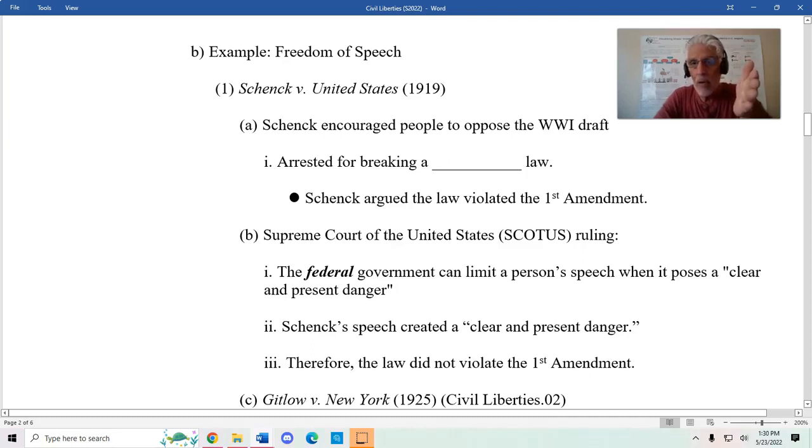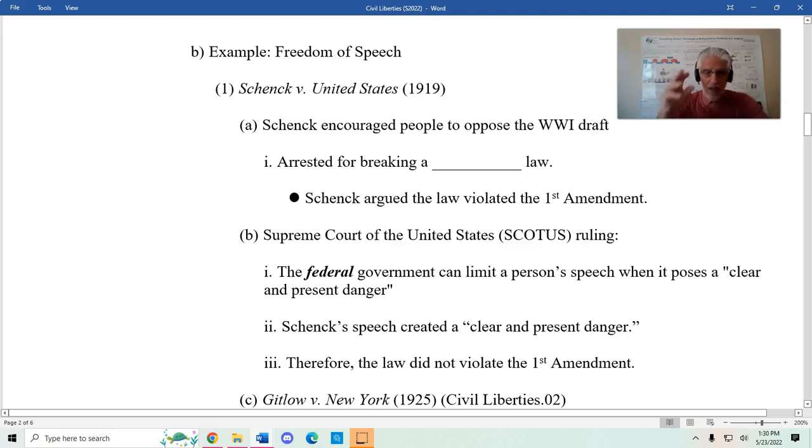He was arrested for breaking a federal law. But he argued that the First Amendment protected his right to freedom of speech. That if he wanted to walk around telling people not to enroll in the draft, not to sign up for the war, that the First Amendment protected his right to do that. And so he sued the federal government. And he was one of those rare cases where it went all the way up to the Supreme Court. Remember, I told you before when we talked about the judiciary that most cases don't make it that far.